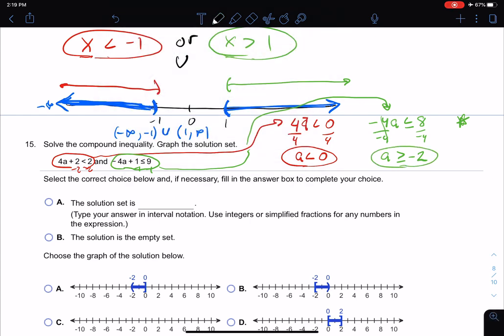Now the connecting word that connects those two is and, which we call intersection. You can use the word and. So remember, and or intersection means it's the overlapping. When green overlaps with red, that's my solution. So let's see if we can squeeze that graph in right here. There's not a lot of space. So my critical values would be 0 and -2. Let's write 0 there, and -2 right there.